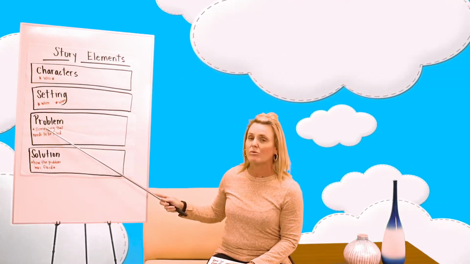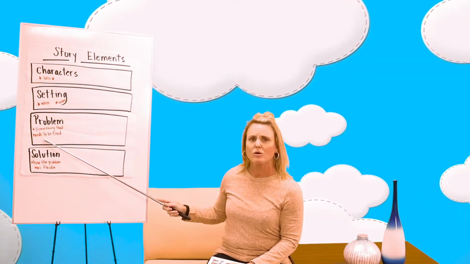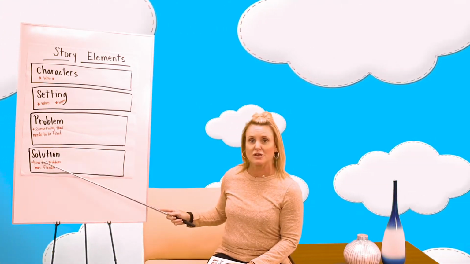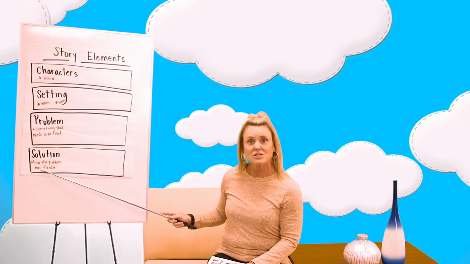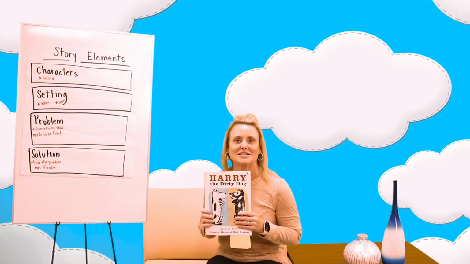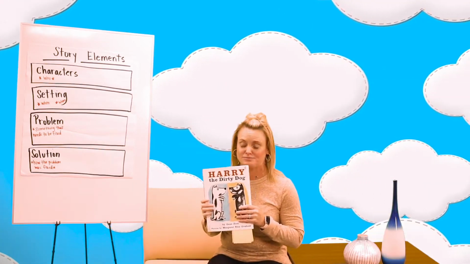We're going to look closely at the problem. What went wrong? What needs to be fixed in the story? And then we're going to look at the solution. And the solution is, how did we fix the problem? Are you ready to learn with me today? Excellent. We're going to read a story today called Harry the Dirty Dog.